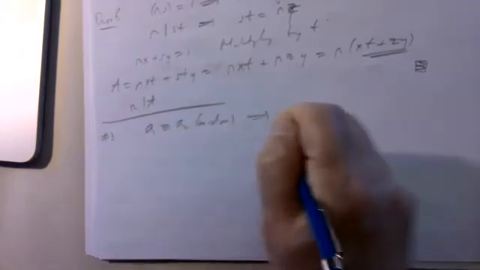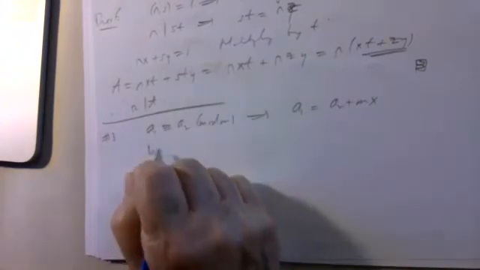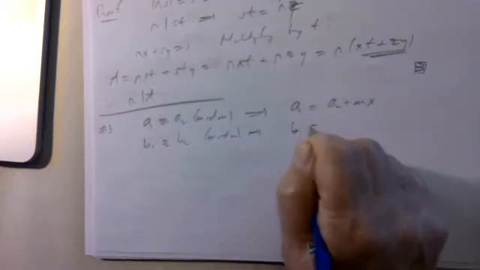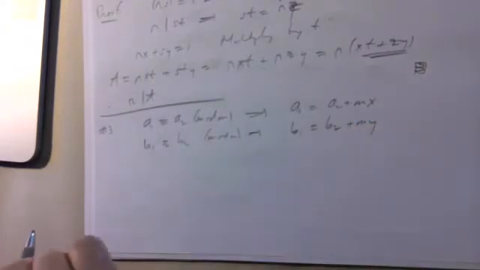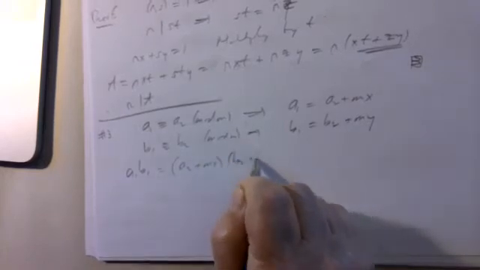Okay. In problem 3, we're given integers a1 and a2 that are congruent to each other mod m, which means a1 is a2 plus mx for some integer x. And if b1 is congruent to b2 mod m, that means that b1 equals b2 plus my for some integer y. So if you multiply a1 times b1, that's a2 plus mx times b2 plus my.